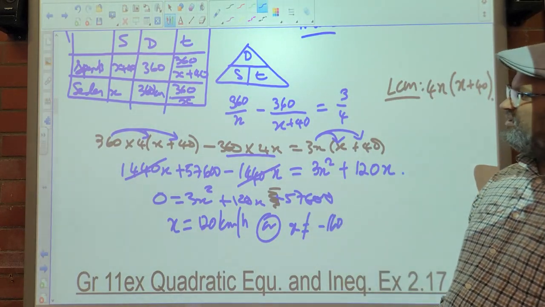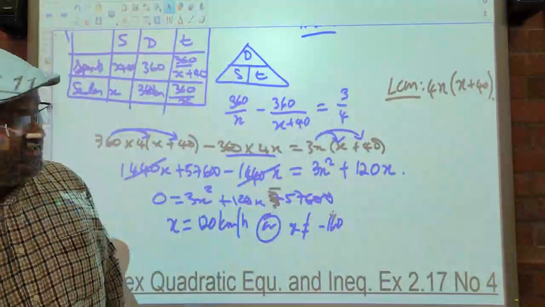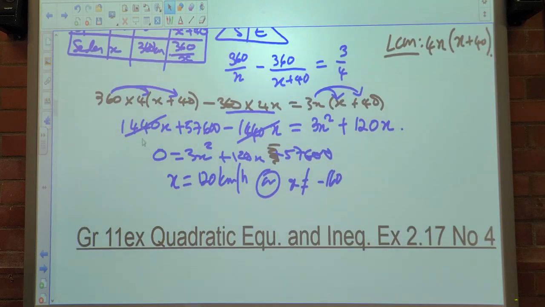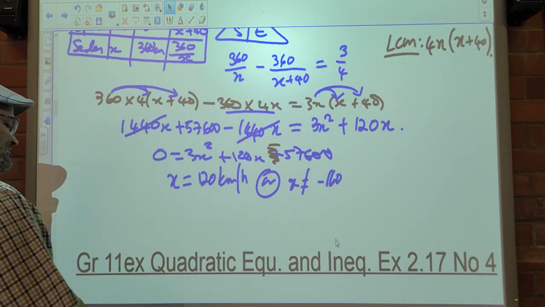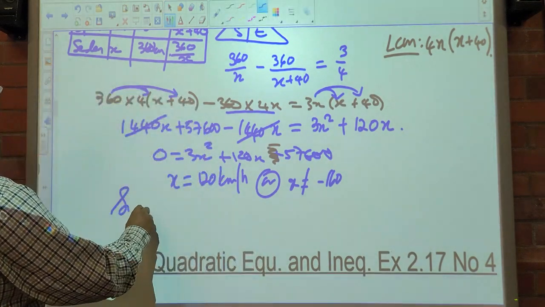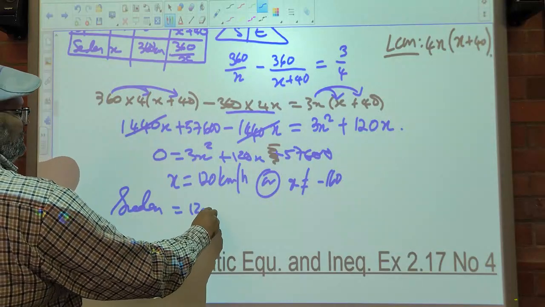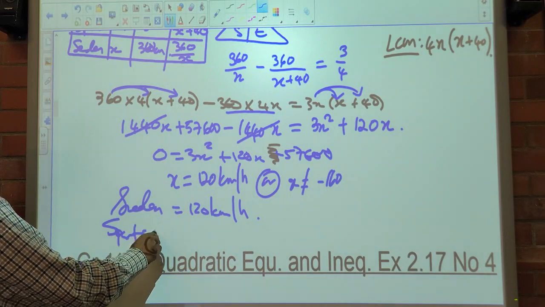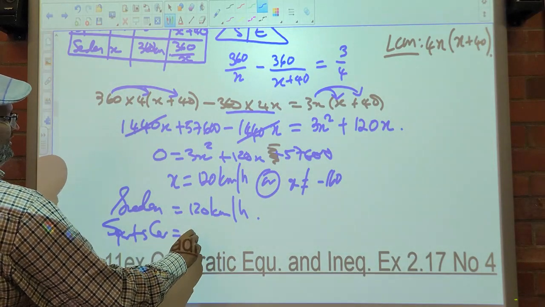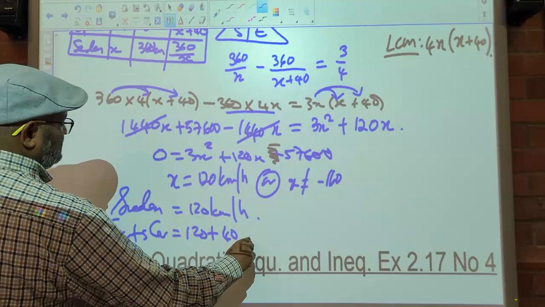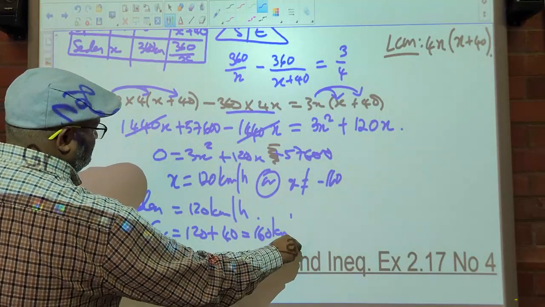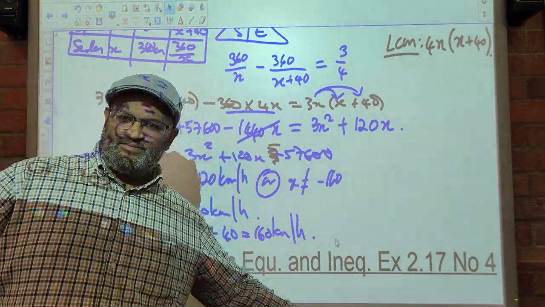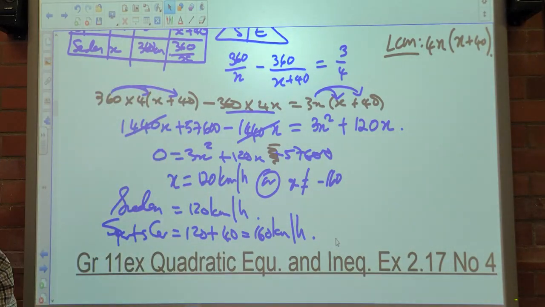No. So what's the question? The question states, what speed did each car travel? So the sedan is equal to 120 kilometers per hour, while the sports car was traveling 120 plus 40, which is 160 kilometers per hour. Do you guys understand? It's fairly simple, no?